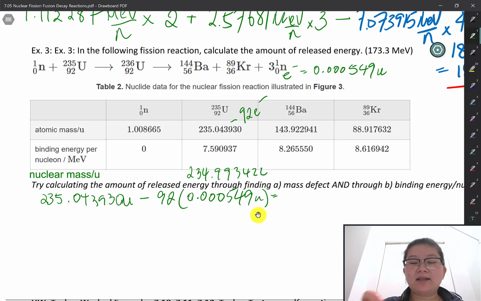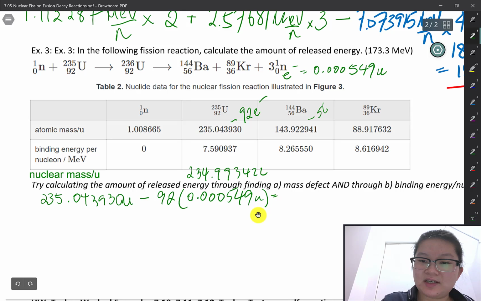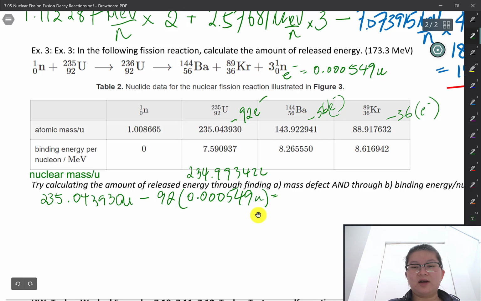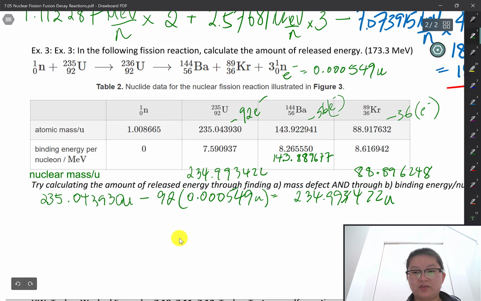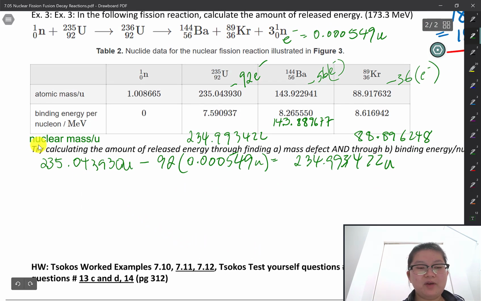So I'm going to do exactly the same process for, I guess this is barium, so I'm going to have to subtract 56 electron masses. And for krypton, I think it's krypton, this is going to be 36 electron masses. So after doing that, I'm going to get the following. Okay, and these are the numbers that I get. That's just for completion there.